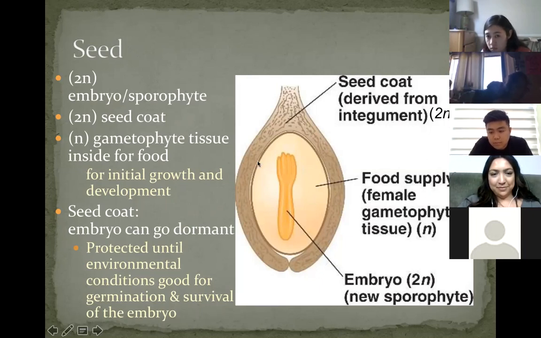So the seed coat is really important. So remember that this was derived from the integument of the ovule. So the seed coat essentially protects the embryo, and it allows it to go dormant until the environmental conditions are favorable for the embryo to essentially survive. So yeah, 3 generations: diploid seed coat, diploid embryo, haploid female gametophyte. And the haploid female gametophyte is where the embryo is going to take all of its nutrients from.